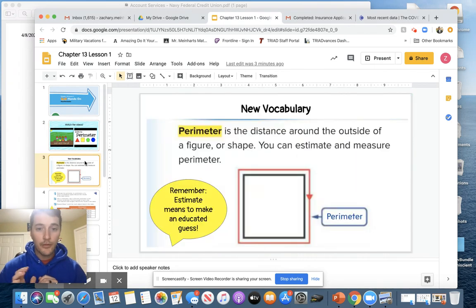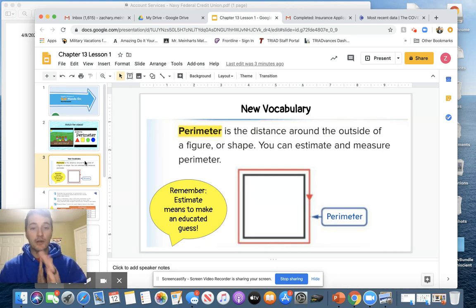On slide number 3, it tells you what the perimeter is, which is the distance around the outside of a figure or shape. You can estimate and measure a perimeter. Estimate means to make an educated guess. It means to look at something and take a guess before you figure out exactly what it is.